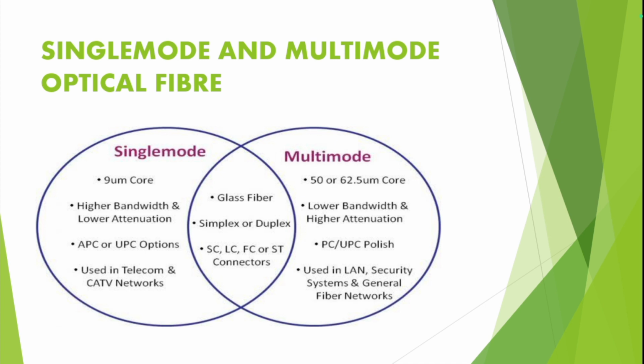Next, single mode fiber is very costly, and these are used in telecommunications and TV networks. But in case of multi-mode, the fiber is very cheap. These are used in local area networks and security systems. So these are some basic differences between single mode and multi-mode step index optical fibers.